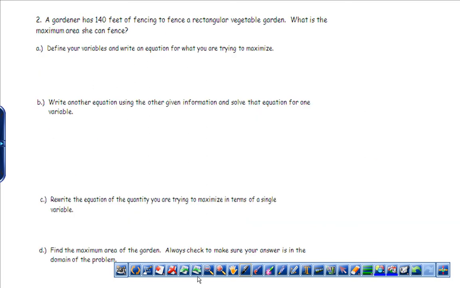Okay, moving on. A gardener has 140 feet of fencing to fence a rectangular vegetable garden. What is the maximum area that she can fence? Define your variables and write an equation for what you are trying to maximize. Okay, so first of all, I know that I have perimeter, and that's 140 feet. I have a rectangular garden.